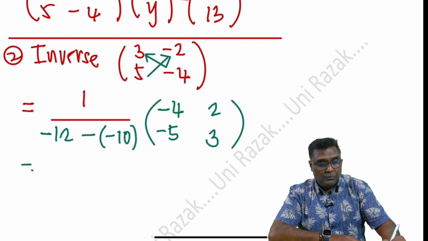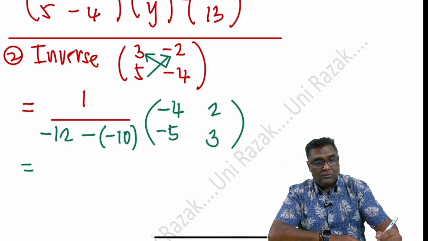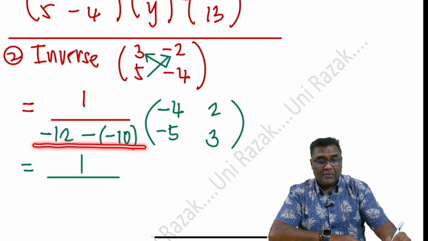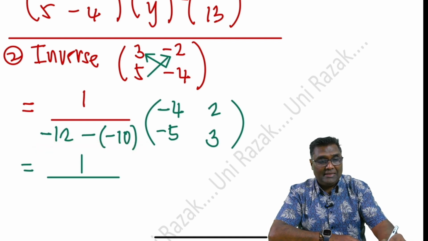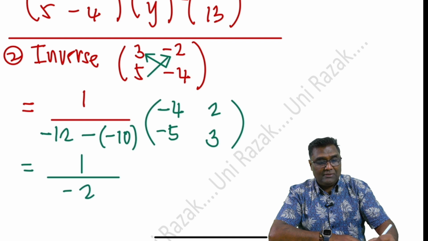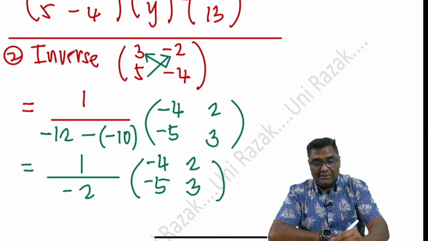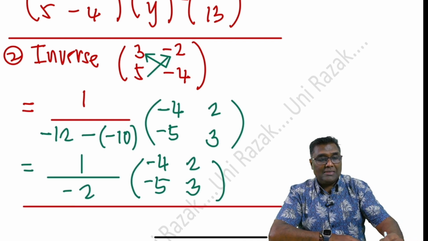Done with that, I just take my calculator and I press for this: -12 minus -10, I get -2. This is the second step. Okay, now done with that, let me go to the last step.